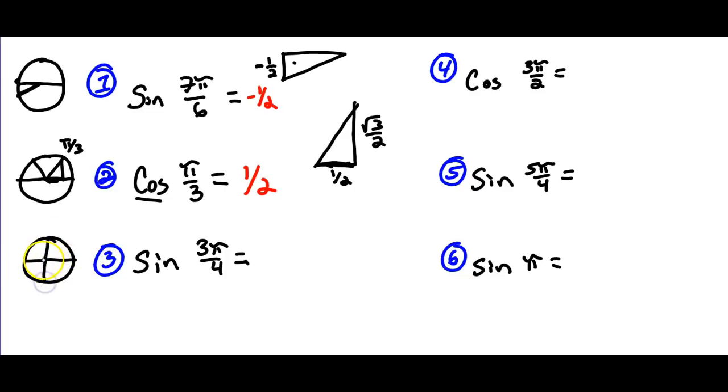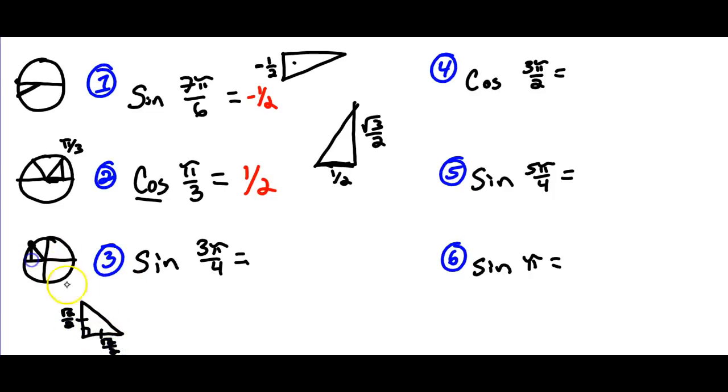So 3 pi/4 must be 1 pi/4 short of pi, because 4 pi/4 is pi. So it's this triangle right here. Because it is over 4, I should be thinking, hey, it's this triangle right here. It's an isosceles right triangle. And so it's square root of 2/2, square root of 2/2, like this.